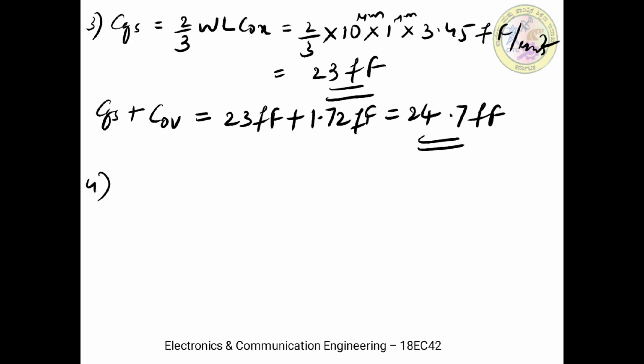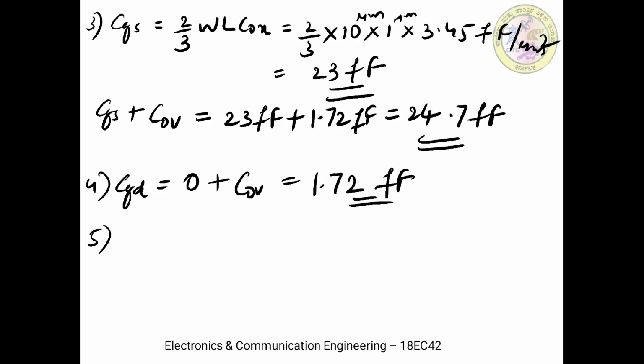Then similarly the fourth one, CGD. CGD will be 0. CGD is actually 0 for the MOSFET operating in saturation, but to this what we have to add is the overlap capacitance. So this will be equal to 1.72 femtofarads.